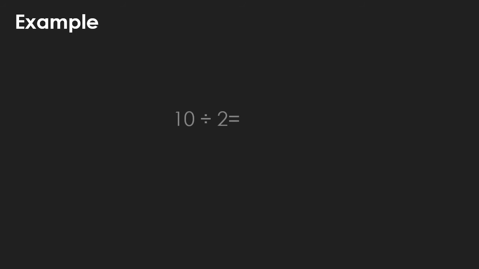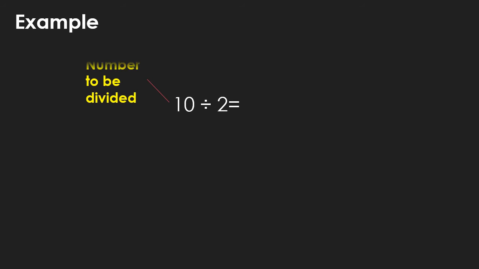First example, 10 divided by 2. Here, 10 is the number to be divided and 2 is the divisor. In this method, dividing by multiples, we are going to use the divisor to do the skip counting, or to do the multiples. And then we are going to count how many multiples we made. So let's start.